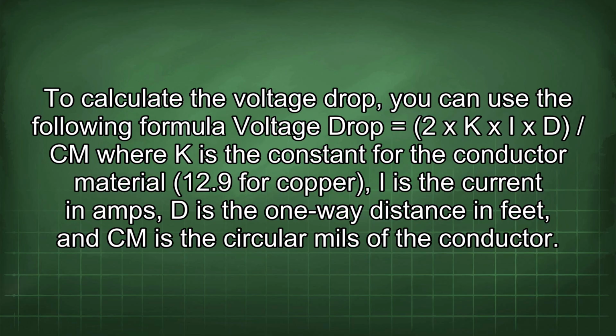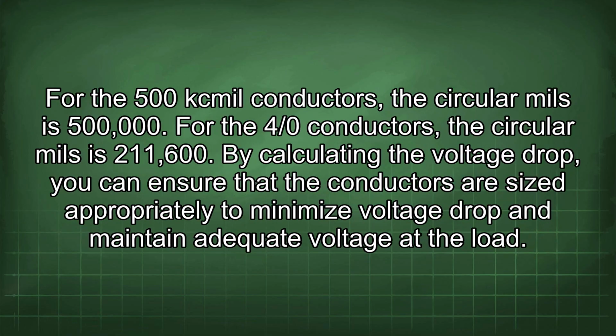To calculate the voltage drop, you can use the following formula: voltage drop equals 2 x K x I x D / CM, where K is the constant for the conductor material, 12.9 for copper, I is the current in amps, D is the one-way distance in feet, and CM is the circular mils of the conductor. For the 500 kcmil conductors, the circular mils is 500,000. For the 4/0 conductors, the circular mils is 211,600. By calculating the voltage drop, you can ensure that the conductors are sized appropriately to minimize voltage drop and maintain adequate voltage at the load.